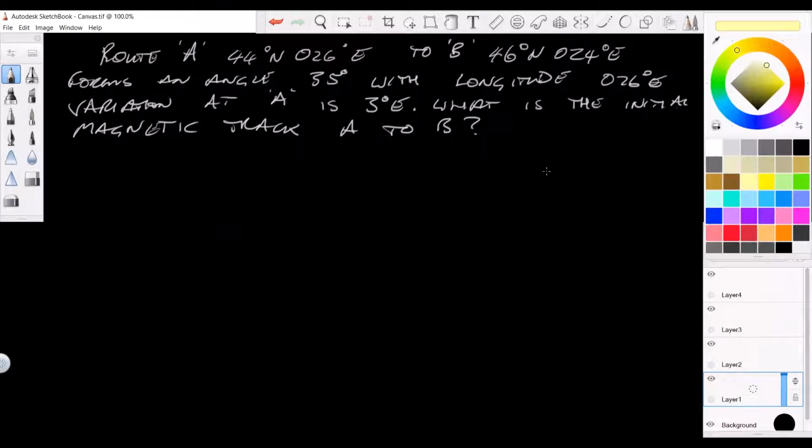And that forms an angle of 35 degrees with longitude 26 degrees east. The variation at A is 3 degrees east. What is the initial magnetic track A to B?